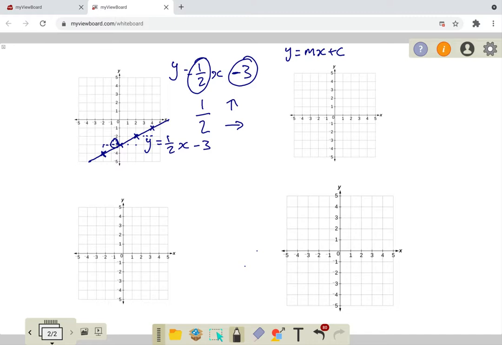Okay, so next one, let's say you had 2y plus 3 equals 4x.